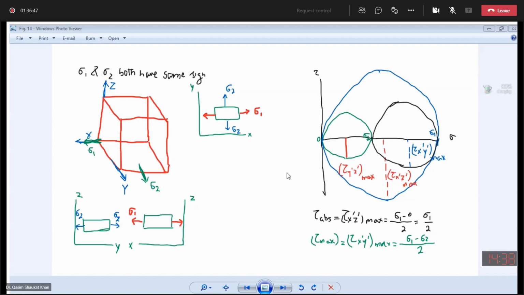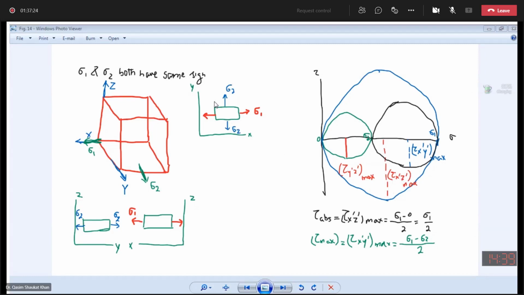Now in this case, we are going to draw the Mohr circle 0 to sigma 2 corresponding to y and z. So tau y dash z dash. Then corresponding to xz, 0 to sigma 1, this outer Mohr circle, 0 to sigma 1. And this one is tau x dash z dash, which is equal to sigma 1 over 2. Then the third one will be x and y.